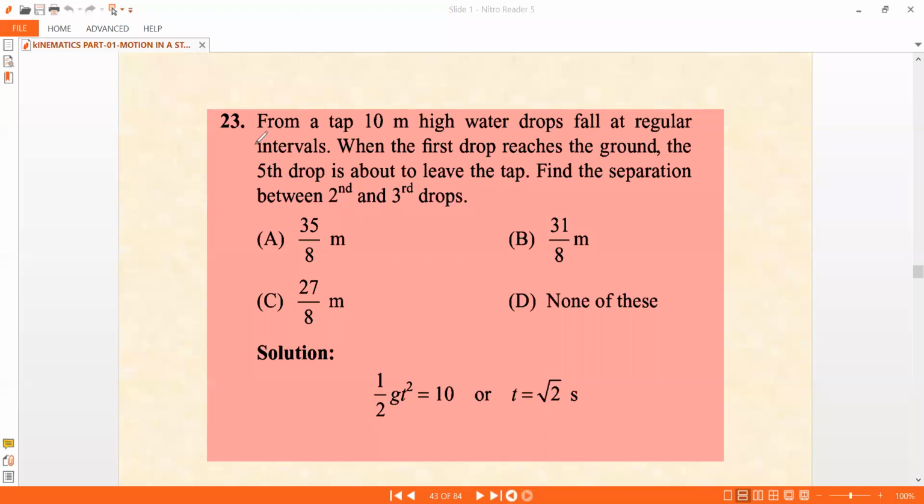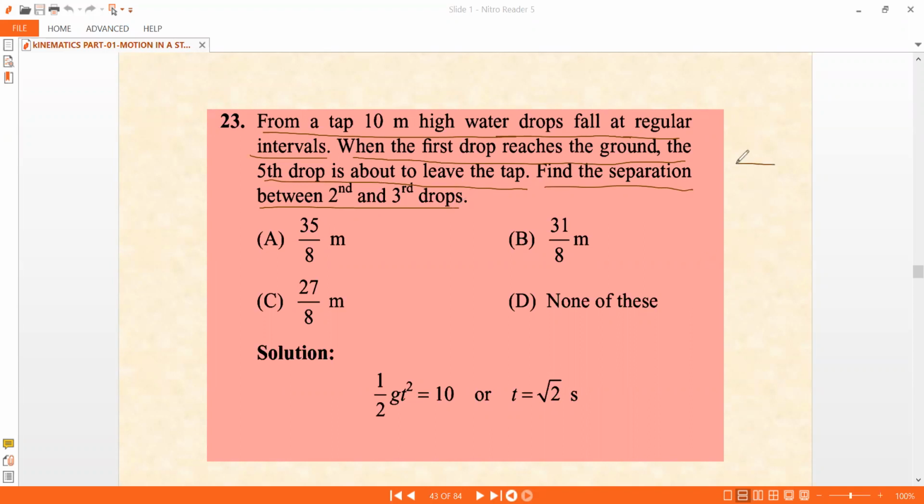So let's see this question. From a tap 10 meters high, water drops fall at regular intervals. When the first drop reaches the ground, the fifth drop is about to leave the tap. Find the separation between the second and third drops.